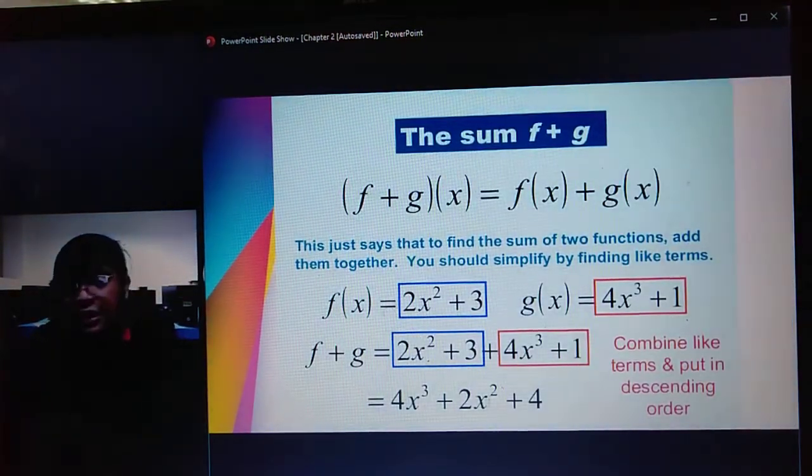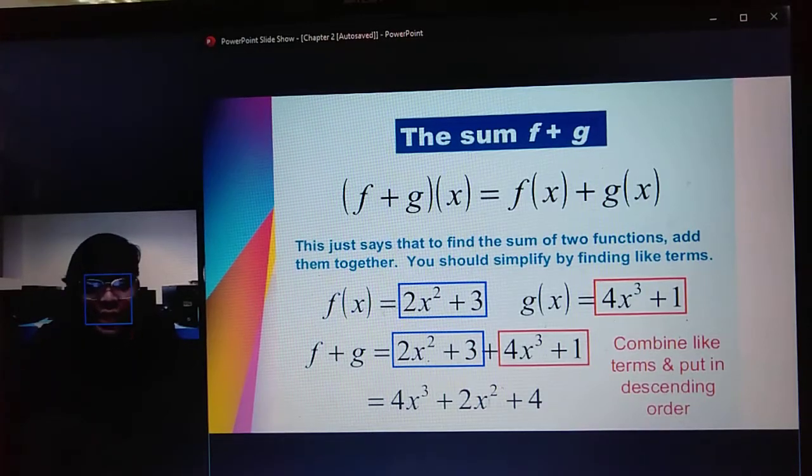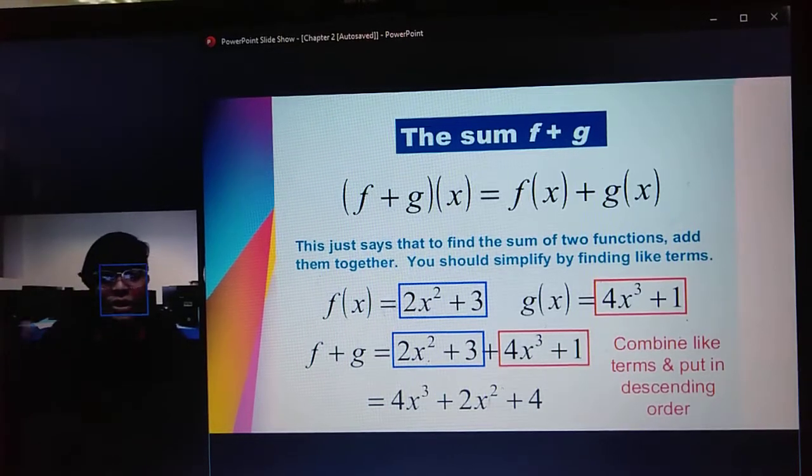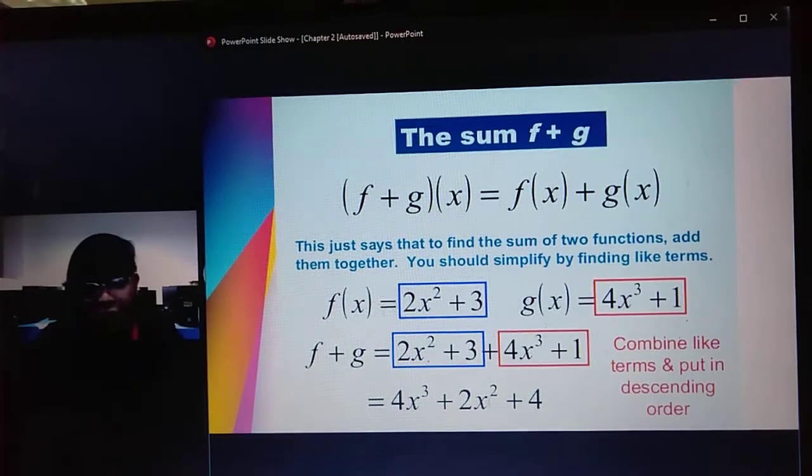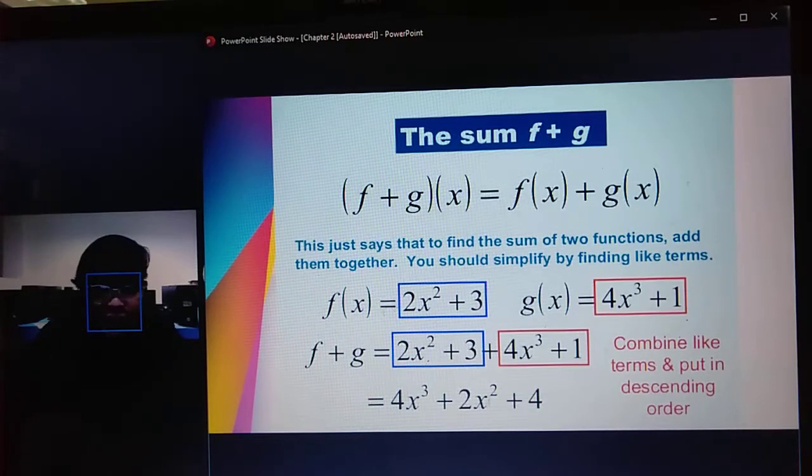First is addition. To get the sum of a function, we will add the expression in f and then g. So f plus g of x. We can read this as f plus g of x, or f of x plus g of x. That's the formula. The function f of x will be added to the function g of x. Okay, and then do the addition process.